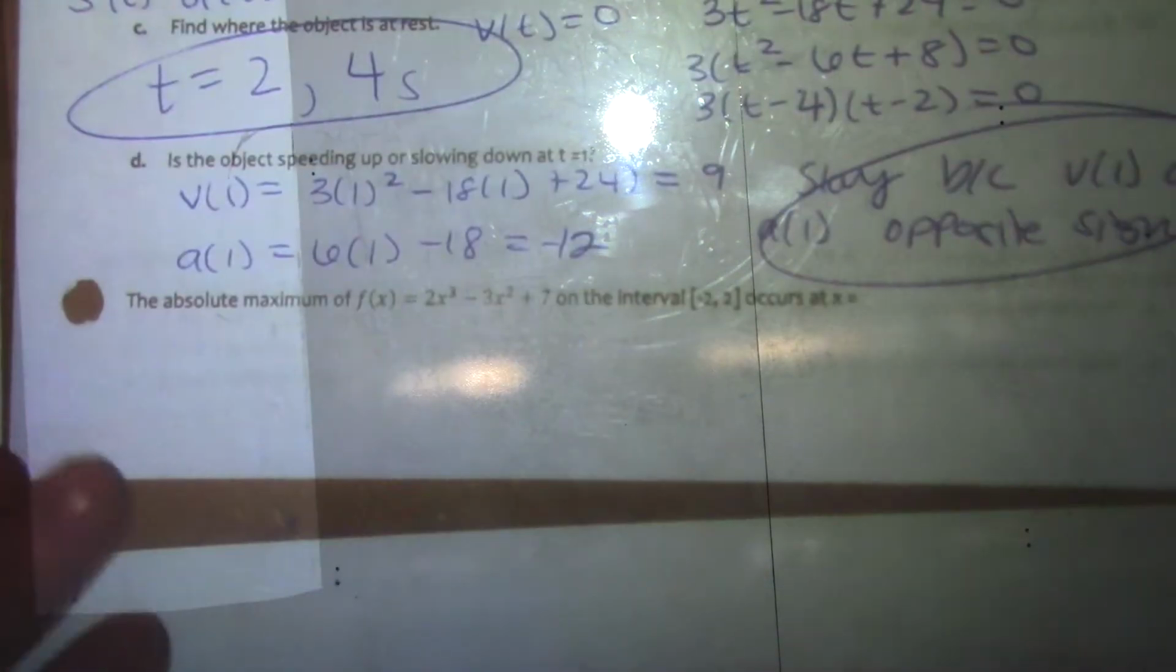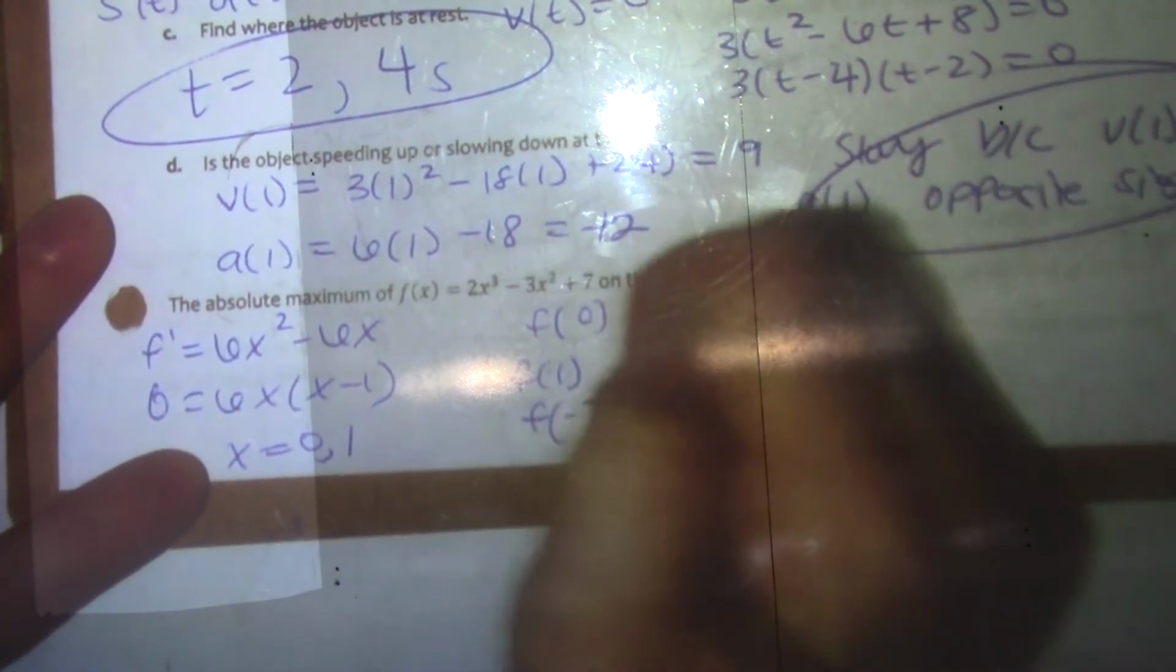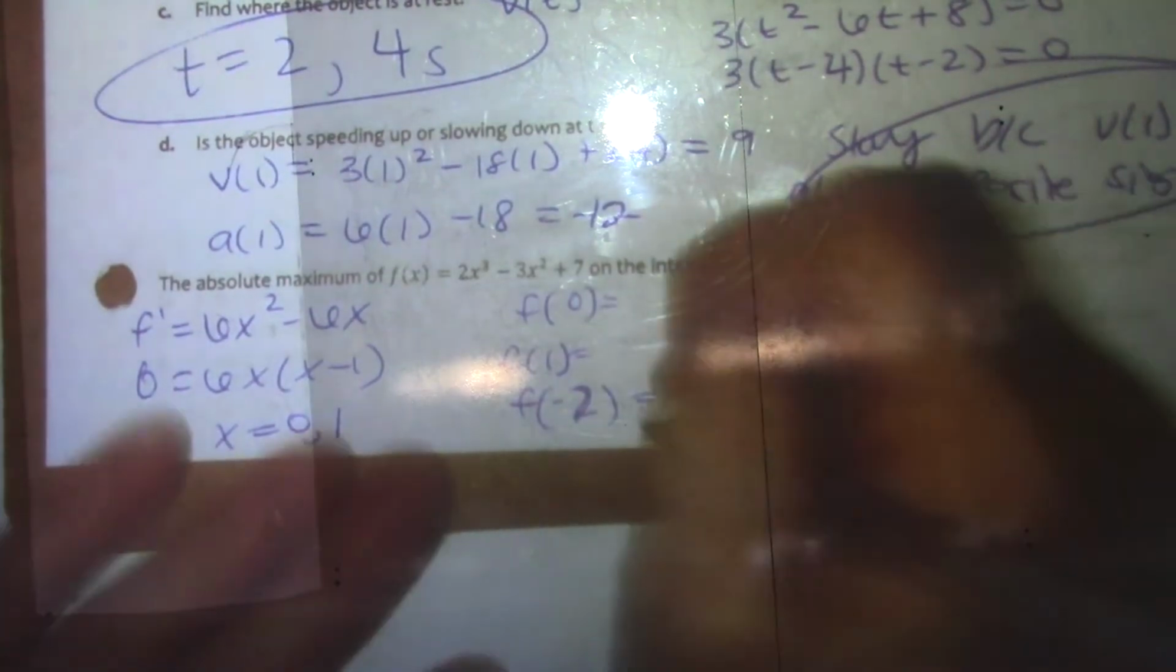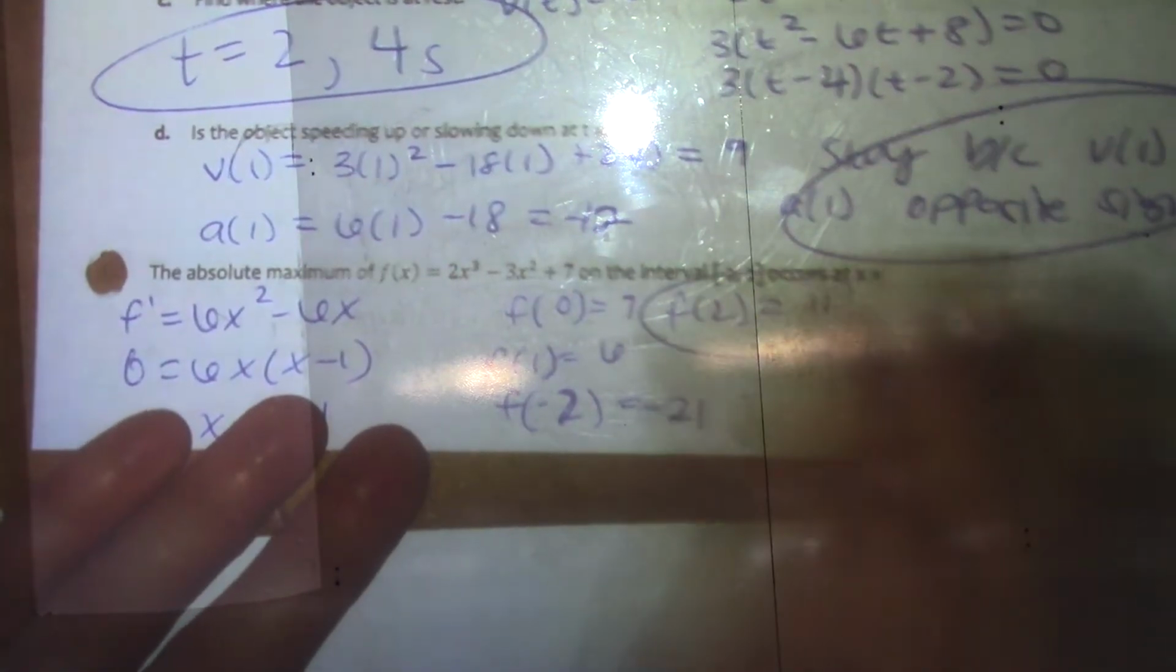The absolute maximum, so first of all, find your derivative so that you can find the critical numbers. Set your derivative equal to 0. So critical numbers of x equals 0 and x equals 1. Now I need to actually plug in, find f of 0, find f of 1, and find f of -2 and f of 2. So then you just go to your calculator, you plug in. I got 7, 6, -21, and 11. So my maximum is 11, and it occurs at x equals 2.